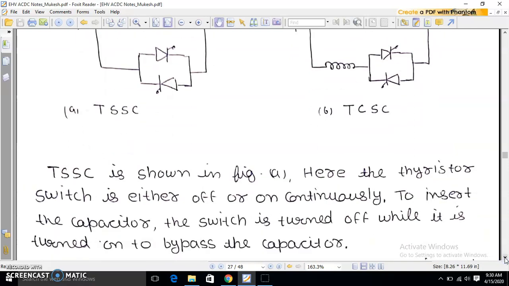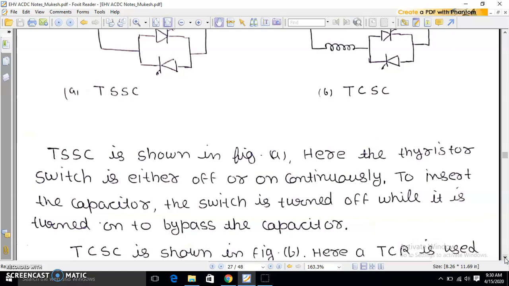Here the thyristor switch is either off or on continuously. To insert the capacitor, the switch is turned off, while it is turned on to bypass the capacitor.